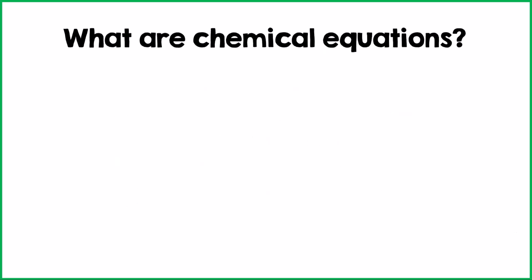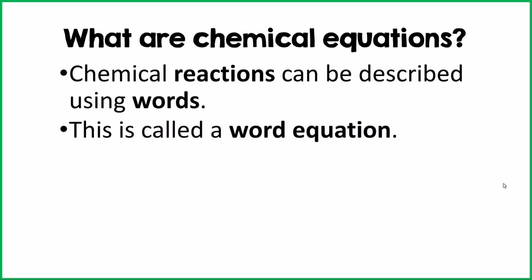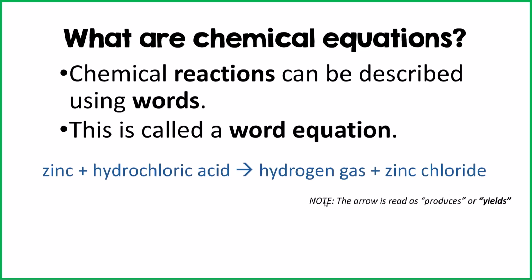What are chemical equations? Well, chemical reactions can be described using words. So when we see a chemical change taking place and those atoms are rearranging in a chemical reaction, we can describe that using words. And this is called a word equation. Here's an example. Zinc plus hydrochloric acid yields hydrogen gas plus zinc chloride. And so this arrow here, remember these are the reactants and these are the products, and this arrow shows that there's been a change that takes place. We use the word produces or yields when we're reading an equation like this.